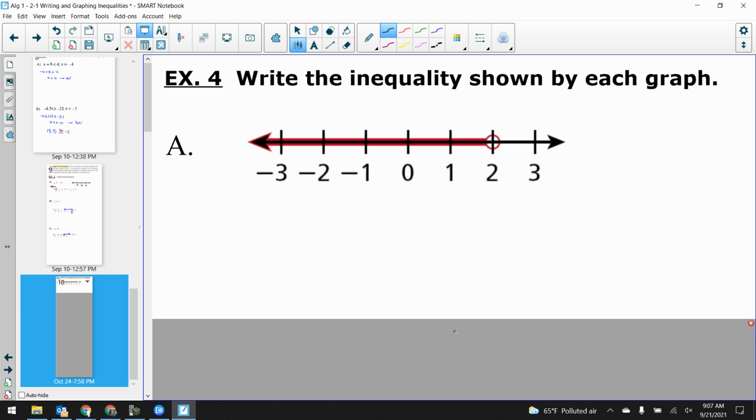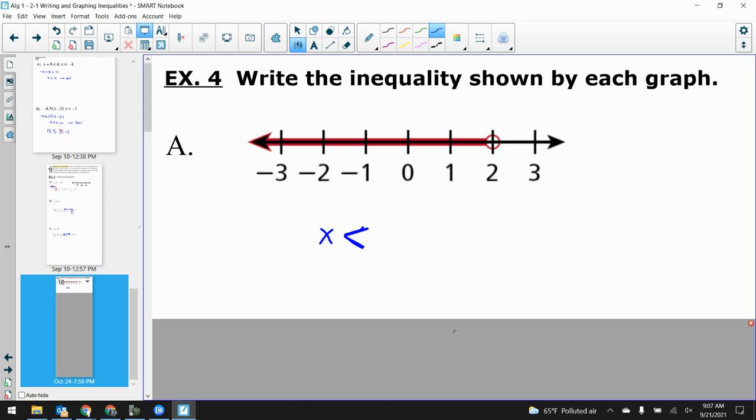Okay, now let's flip it around. Let's take the graph and write the inequality. So here are our 3 things to decide. I've got to put our variable on the left side. I have to decide, first off, is it going to be a less than or greater than symbol? Less than, right? Because it's pointing this way. Look, here's my arrow. So x is less than.